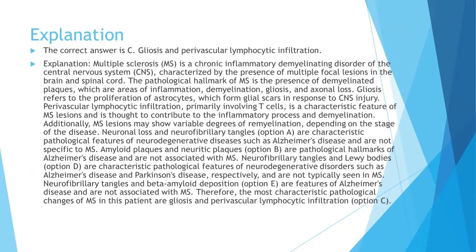So, gliosis and perivascular lymphocytic infiltration. MS is a chronic inflammatory demyelinating disorder of the central nervous system, which is characterized by the presence of multiple focal lesions in the brain and spinal cord, lesions in time and space. The pathological hallmark of MS is the presence of demyelinated plaques, which are areas of inflammation, demyelination, gliosis, and axonal loss. Gliosis refers to the proliferation of astrocytes, which form glial scars in response to CNS injury. Perivascular lymphocytic infiltration, primarily involving T cells, is a characteristic feature of MS lesions and is thought to contribute to the inflammatory process and demyelination.